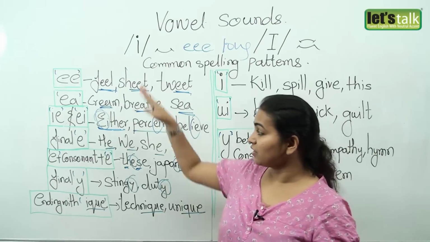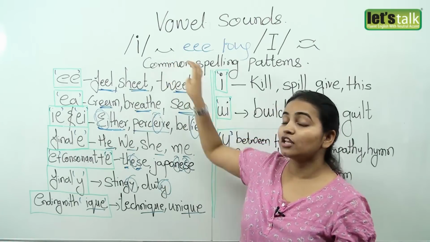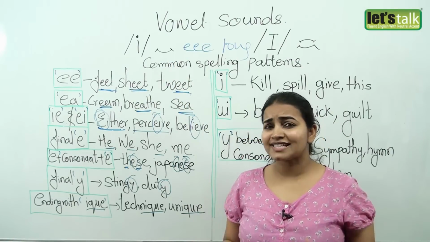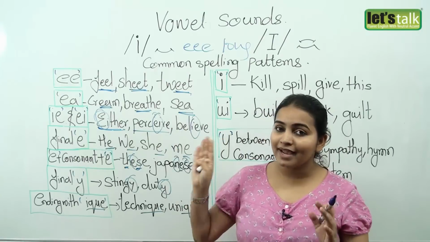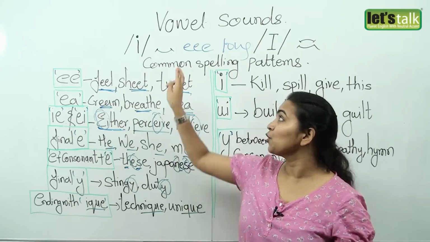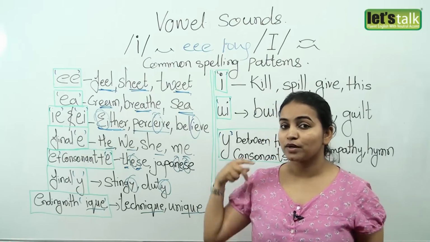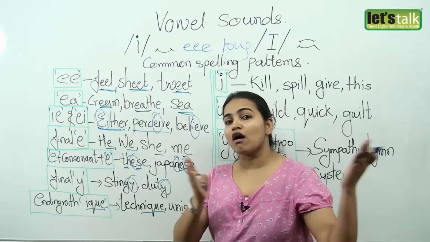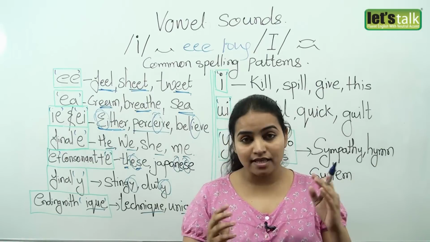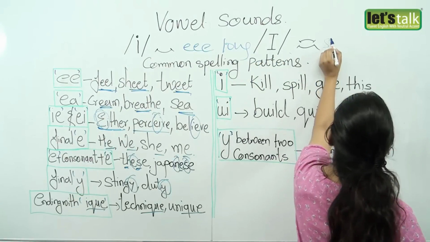So basically, these are the common set of words which produce the long E sound. There are exceptions, but just to give you an idea, these are the main words you will commonly face with this sound. So this should not give you a lot of confusion when pronouncing this particular sound. Now moving on to the next sound, which is the short I.